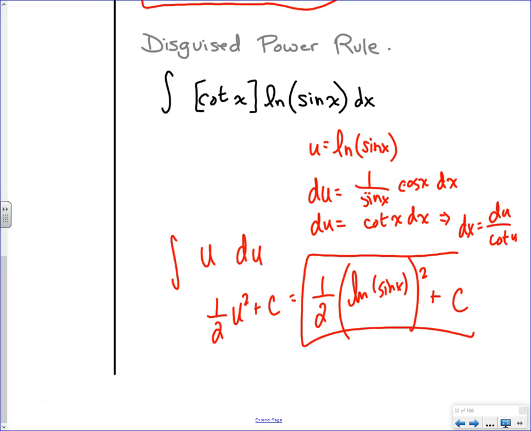Did you try to simplify it? Don't. There is no legal ln property that says if an entire ln is squared that we can do anything. It's only if the argument is squared. If sine was squared, we could bring down the 2. But since it's the entire thing squared, nope, you're stuck. But U was ln of sine of x.